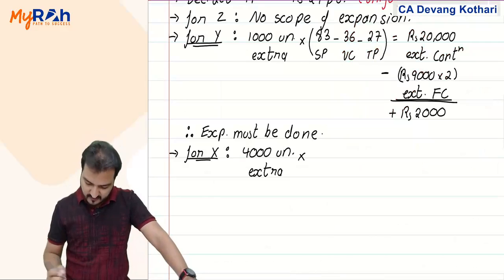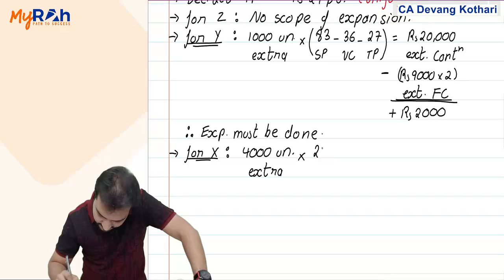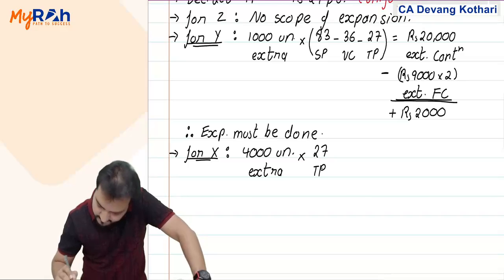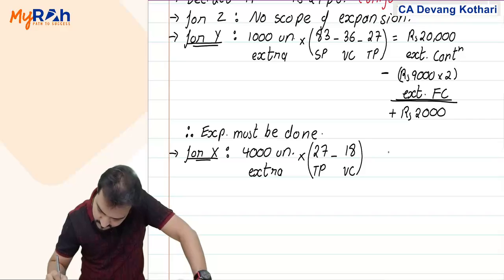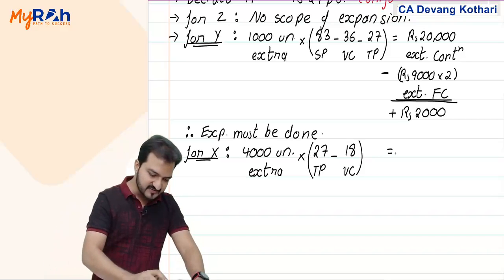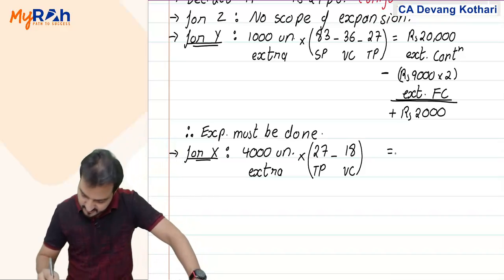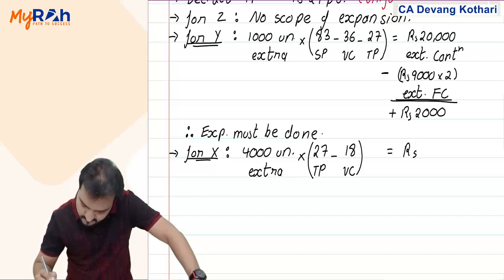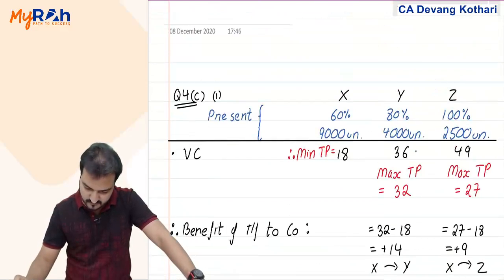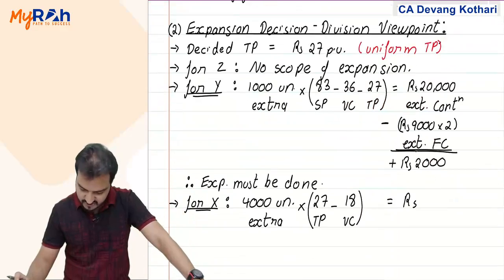At what price will it be taken? 27. X can earn transfer price of 27 minus variable cost of 18. So it can earn 9 rupees on 4,000 units, that is 36,000 rupees. Okay, it's not 4,000, it is 6,000, my mistake.